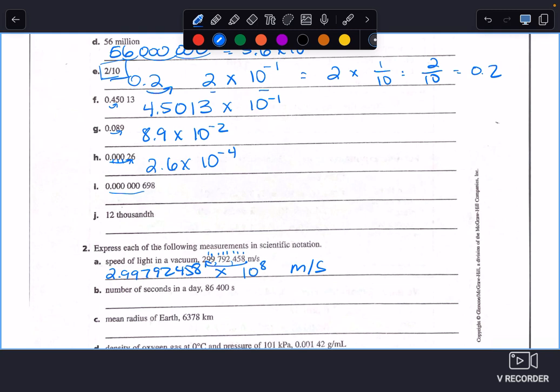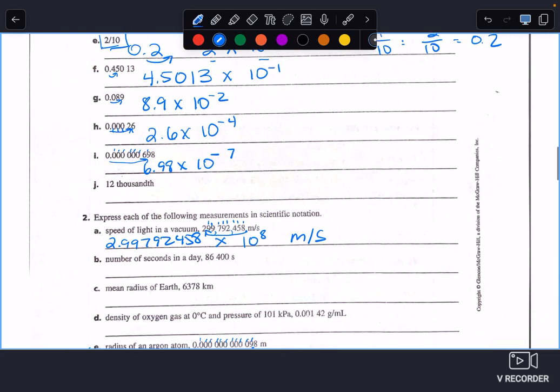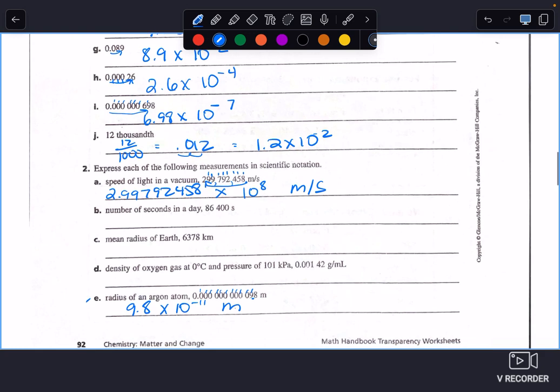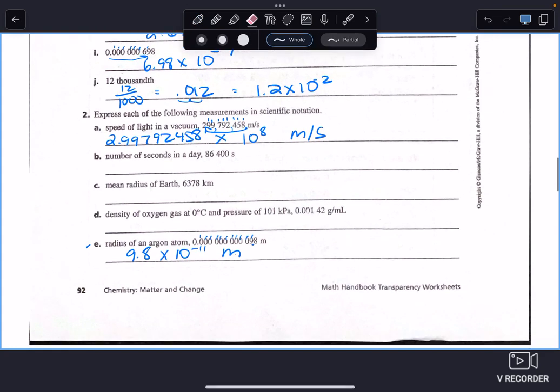And then this one's going to be 6.98 times 10 to the negative 1, 2, 3, 4, 5, 6, 7. 12,000th is 12 over 1,000. That is 0.012. So that is 1.2 times 10 to the negative second. Down here, number 2, 2b, number of seconds in a day. Move the decimal 1, 2, 3, 4. 8.64 times 10 to the 4th seconds.